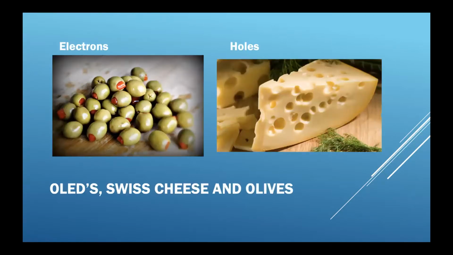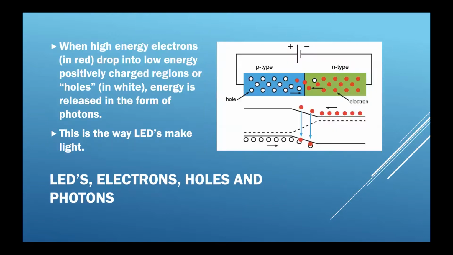So OLEDs. For OLEDs, I use the old electron in a hole metaphor, Swiss cheese and olives. If you imagine the electrons are the olives and the holes are the Swiss cheese. In an OLED, an electron drops into a hole, and the hole is created by the polarity of the material. If you think of it as almost like a vacuum, the electrons are dropped into those holes. When that happens, they emit light.